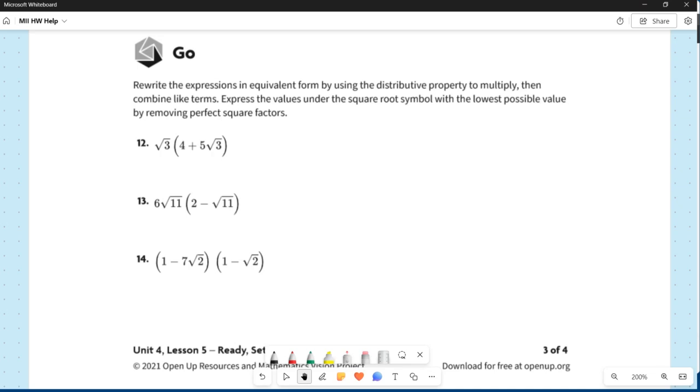We'll wrap up with the go section. And the directions here say, rewrite the expressions in equivalent form by using the distributive property to multiply, then combine like terms. Express the values under the square root symbol with the lowest possible value by removing perfect square factors.